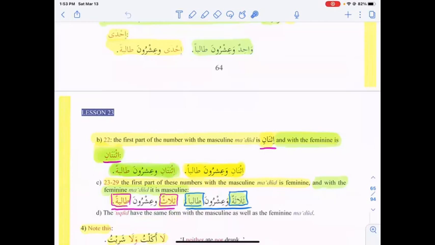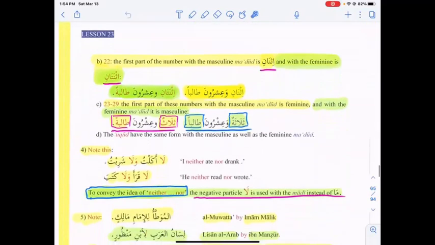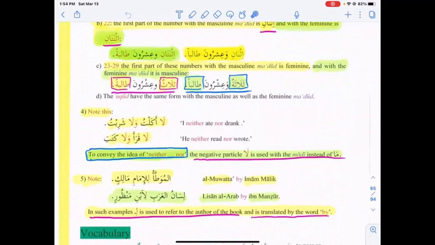Here is another issue. Number 22. We know number 2. Single is wahid, and what is the number 2? Isnani. And then if it is ihda, the muannas is isnatani. Now remember, these numbers can decline. The number 2 has a special declension. So we are here now, 23 to 29.